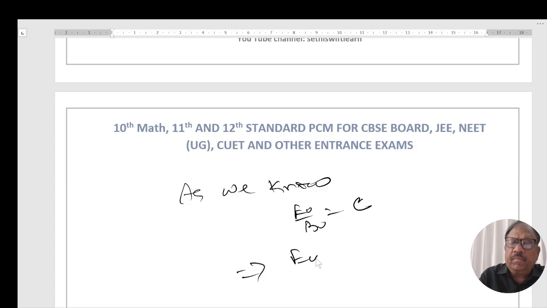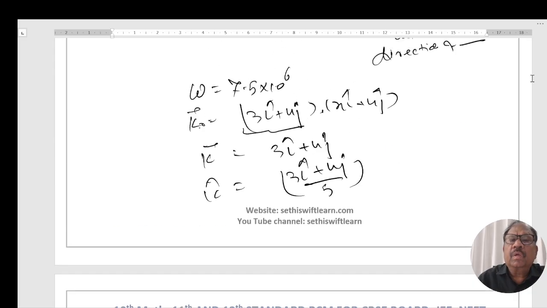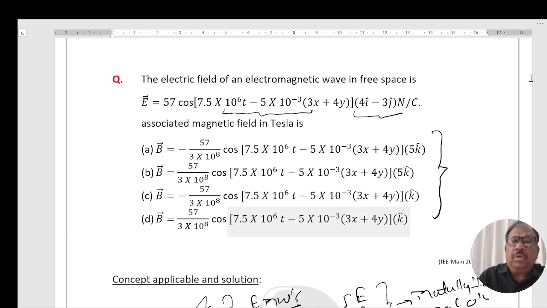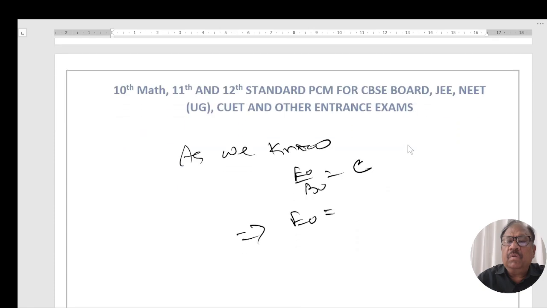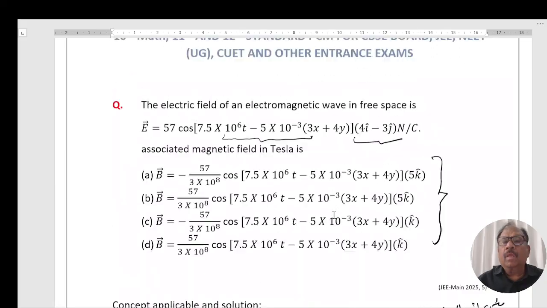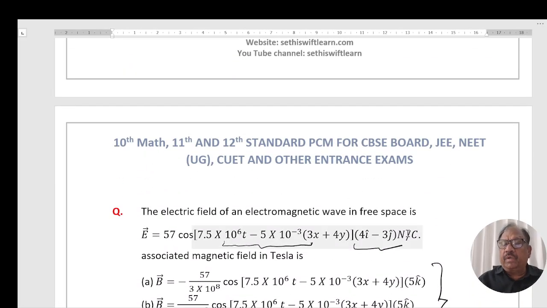Here E naught is... this is not E naught, 57 is not E naught. Now I will explain further. E naught will be... this vector should be a unit vector. To make it a unit vector, we have to divide it by 5. To divide by 5, we multiply by 5.